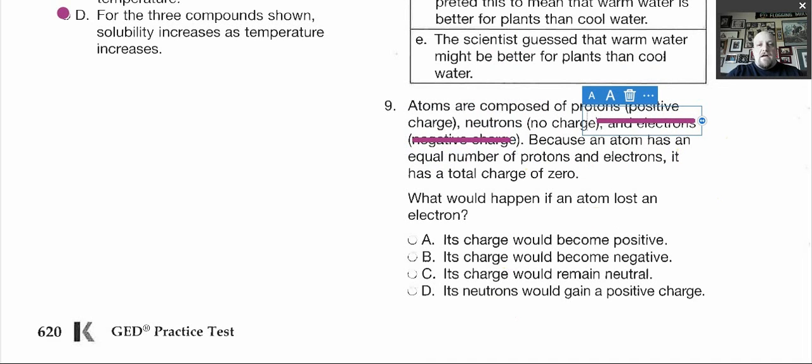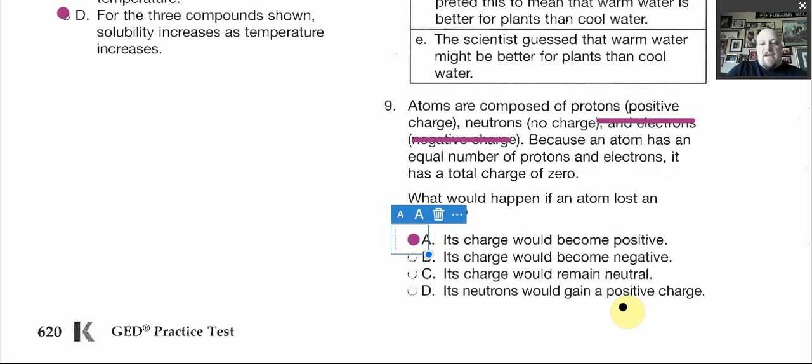what would happen? So in reading this, right now it's neutral because it has even protons and electrons. If you drop that electron that's negative, then what's going to happen? Think of a number line. If you take away a negative, what happens? You go positive. You're going forward. So it would become positive. The charge would become positive because you're losing your negative and the neutral, so it's going to bump this up and it's going to be positive.